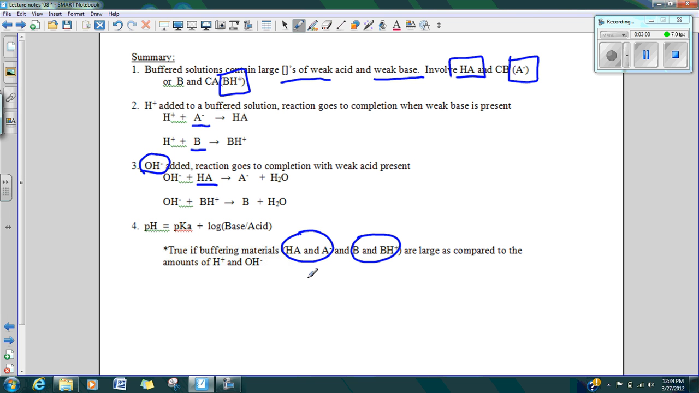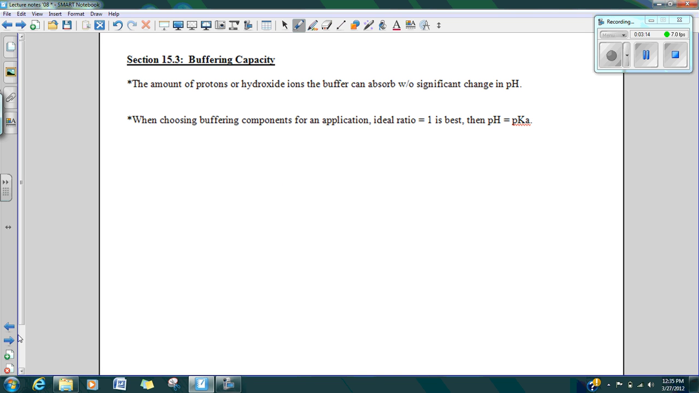And remember, our source of the hydrogen ion is what we are always facing. That's what we're always taking a look at. You need to keep that in mind: what is my source of hydrogen ion? Because that is what is going to be affecting my pH. So moving right along to section 15.3, again, this is just a real summary of buffering capacity.